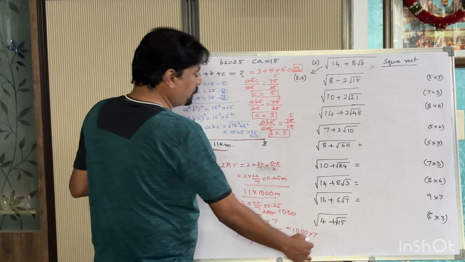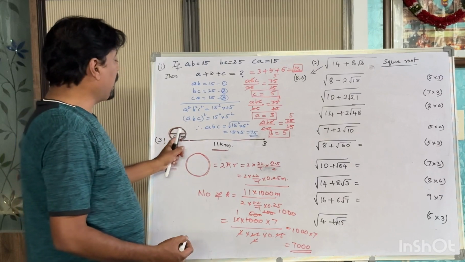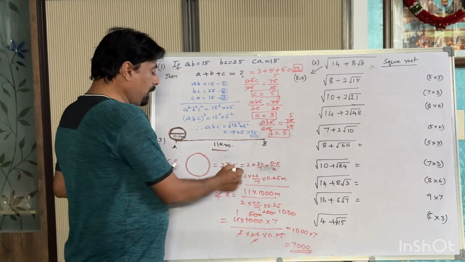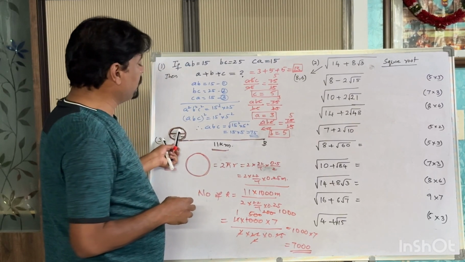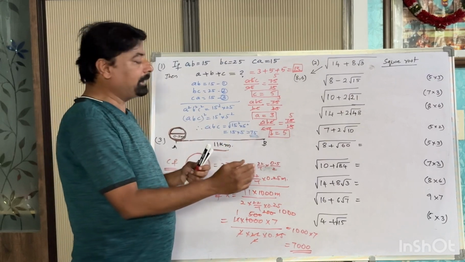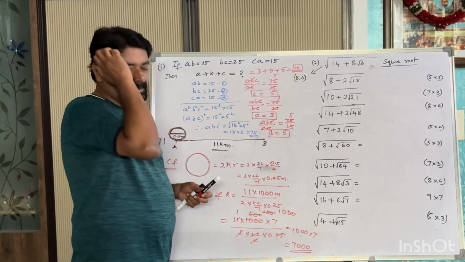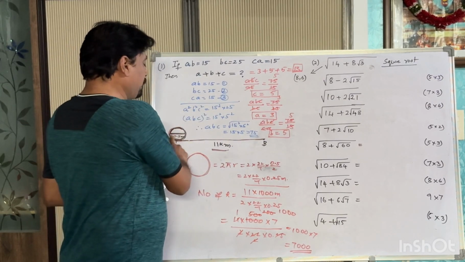This 7000 shows us the number of revolutions made by this wheel to travel an 11 kilometer journey. So this is the direct formula you can apply. The distance divided by the circumference of a circle, you will get the answer, that is the number of revolutions that it will travel in such a distance. So the distance in one revolution is nothing but 2 pi r.